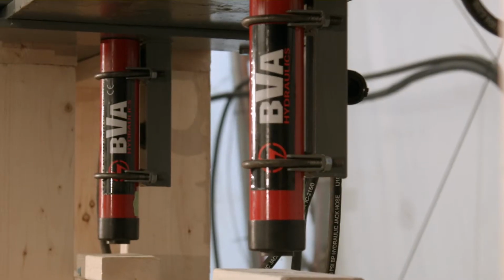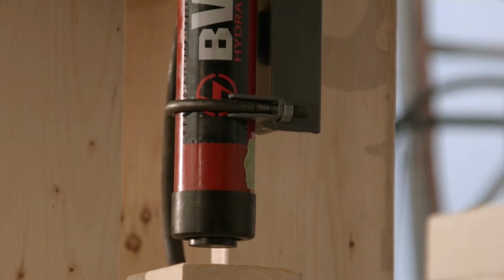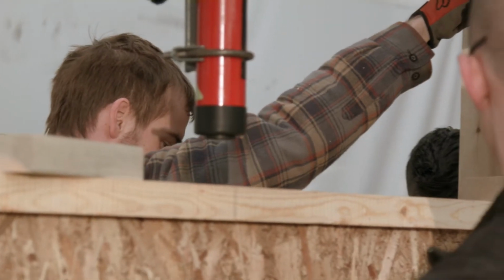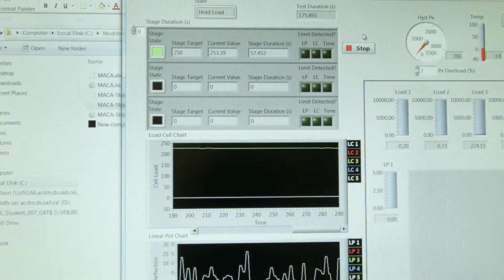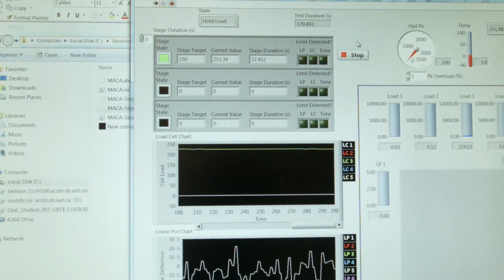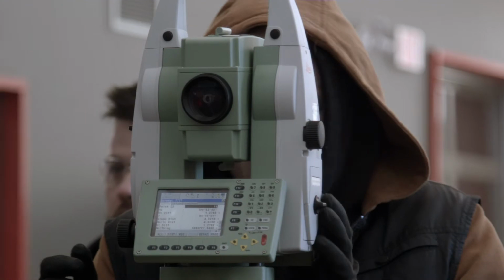The pistons are electronically controlled to give an evenly distributed force, even when there is deflection in the joist. This simulates a constant line load a floor system would normally be exposed to. The software tracks loading through a load cell and gives real-time data readings during the testing. Surveying equipment was used to measure the deflection of the joist.